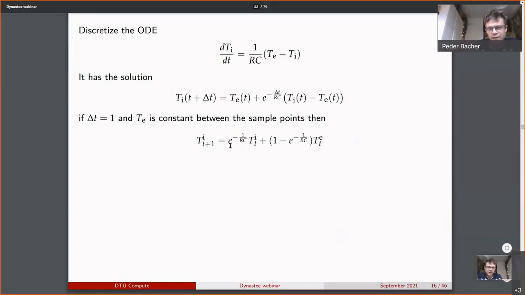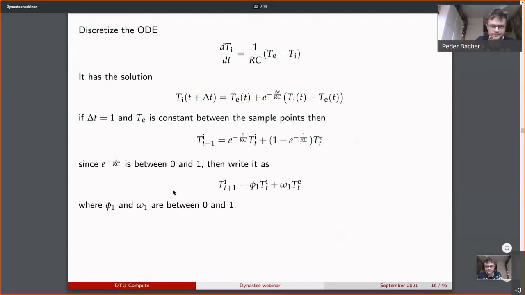Okay, and this one is exponential to 1 over RC. Oh, that's actually a constant. R and C are constant for this system, and this factor is also a constant. And we actually know that this is a value between 0 and 1. So basically, we can write it like this, taking this part as phi 1 and this part as omega 1. And they're both between 0 and 1. Actually, one is 1 minus the other, but let's just think of it as two parameters.